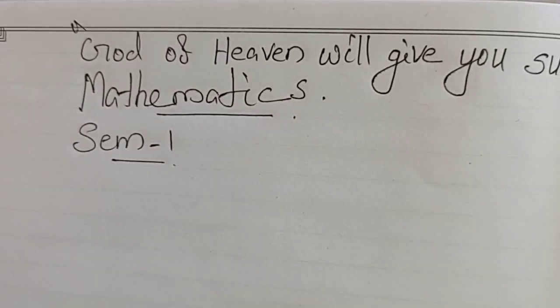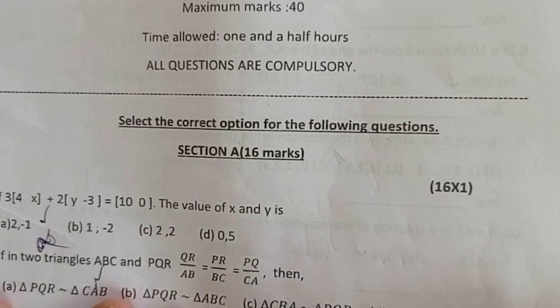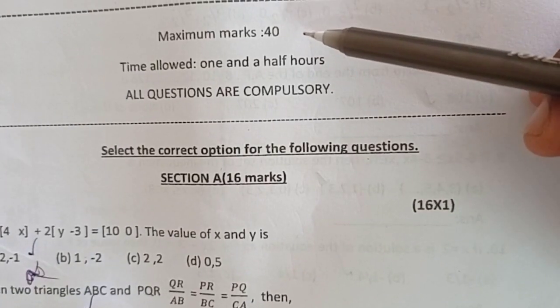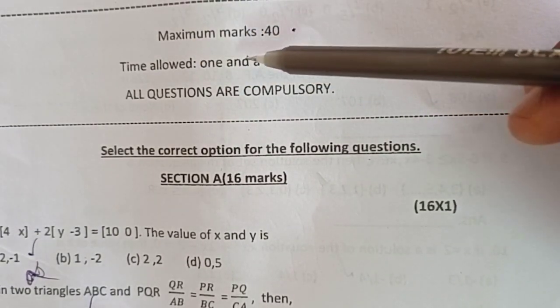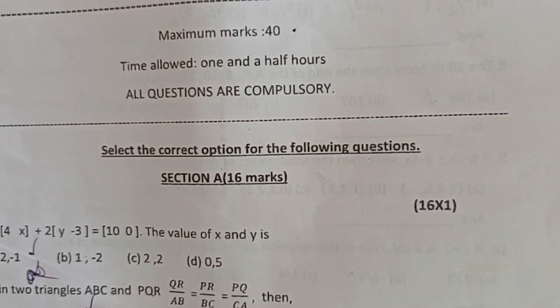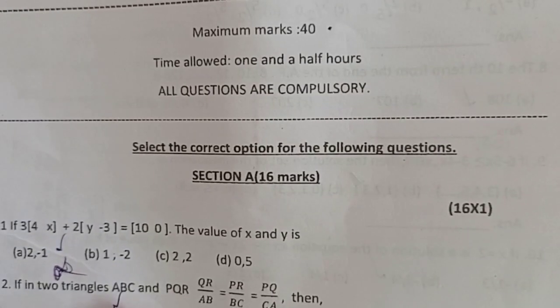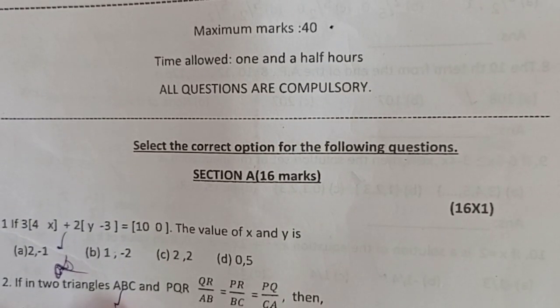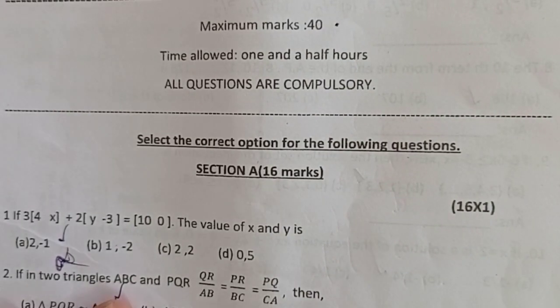You know that in this Sem 1, the maximum mark is 40, and the time allotted is 1.5 hours. And all the questions are compulsory. Understand? And the paper is divided into 3 sections.